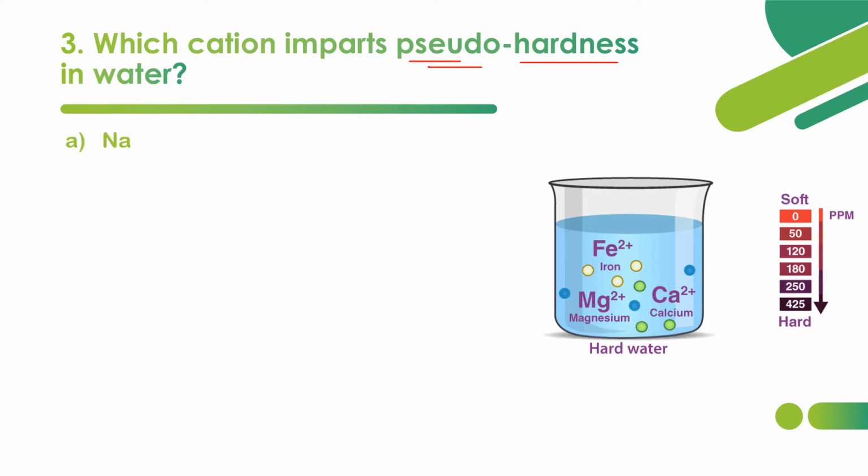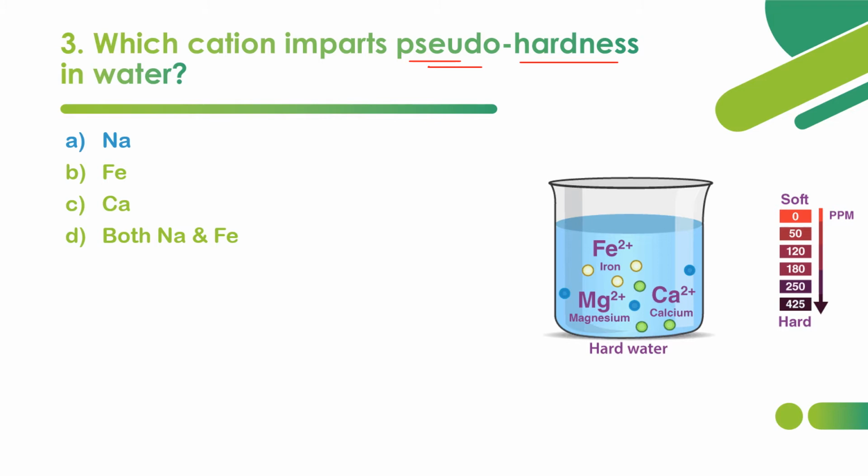So what is that cation? Option A sodium, option B iron, option C calcium, option D both sodium and iron. So what is the cation that imparts pseudo hardness or false hardness? Hardness is basically related to soap formation. When there is hardness, soap or foam formation will not happen. So pseudo hardness is imparted by sodium.